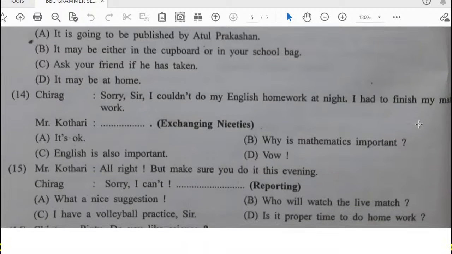Now for 14. Chirag said, sorry sir, I could not do my English homework at night. I had to finish my maths work. Mr. Kothari says, dash, exchanging niceties. So what will be Mr. Kothari's exchanging niceties? It's a okay, right? So option first it's okay. Option B, why is mathematics important? Option C, English is also important. And option D, wow. So the option A, it's okay, is exchanging niceties.